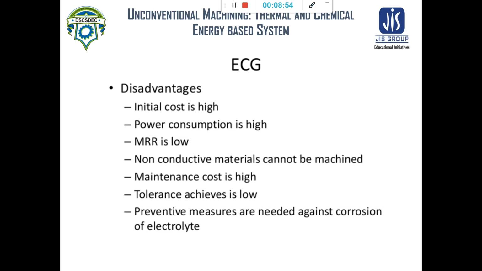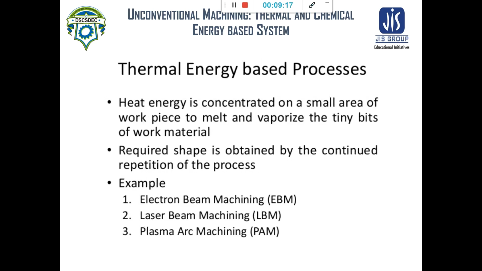Disadvantages of electrochemical grinding are: initial cost is very high, power consumption is high, MRR is low, non-conductive metal cannot be machined, maintenance cost is very high, tolerance achieved is low, and preventive measures are needed against the corrosion of electrolyte.